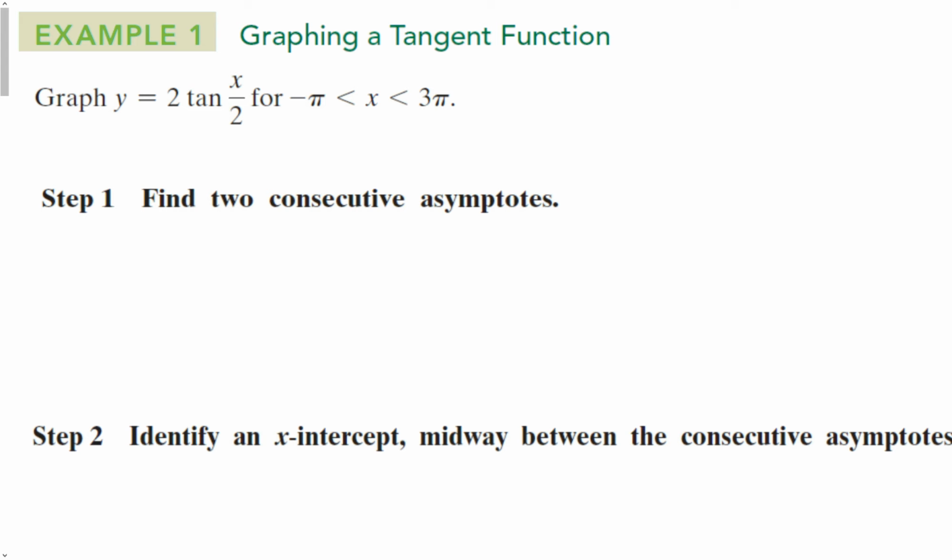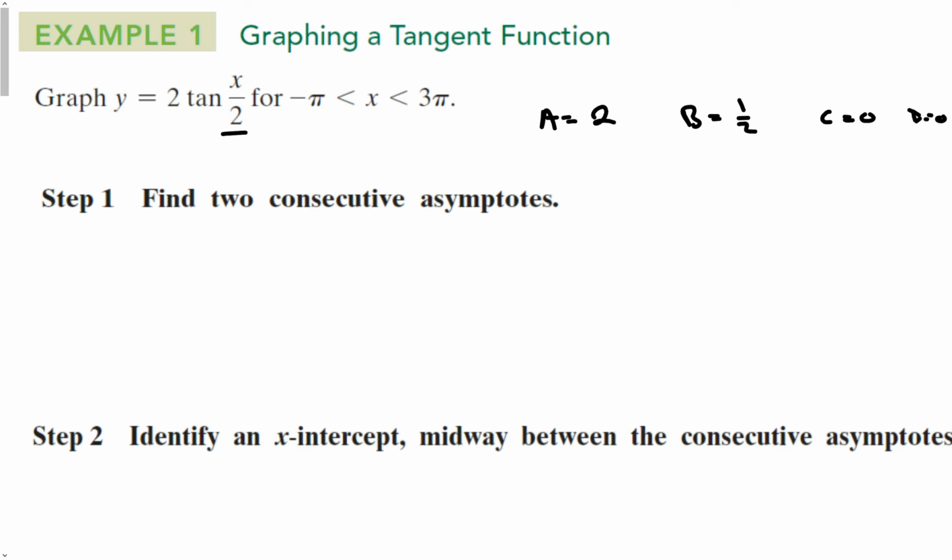So my first step is, well, first of all, let's list off all the important parts. A is 2. The inside of the function, bx minus c, is equal to x over 2. Okay, so I don't really care individually. We can say that b is 1/2, c is 0, and d is 0. Okay, but I'm going to use this information a little bit differently this time.